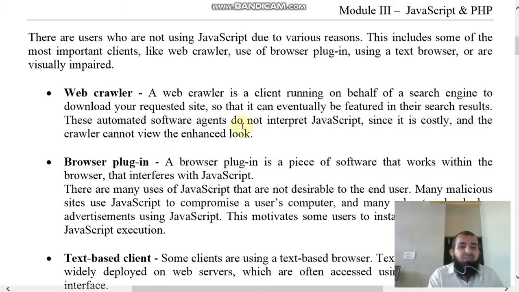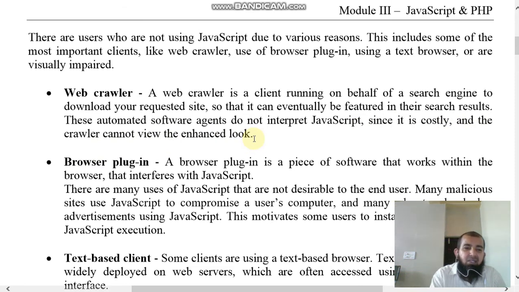These automated software agents do not interpret JavaScript. So here, JavaScript is not necessary. This automated software does not need JavaScript, since it is costly and the crawler cannot view the enhanced look. It is very costly.